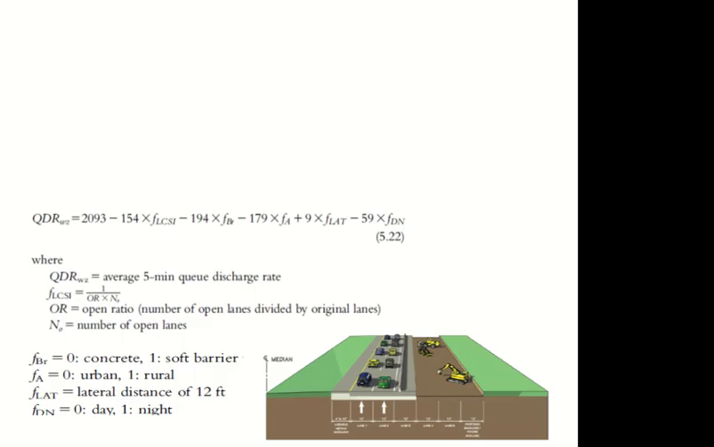The calculation is pretty much the same for CAF and SAF both. The first thing you are going to calculate is QDR, queue discharge rate, which is required for CAF as well as SAF. In the QDR equation, we have some factors. The first factor is called the factor for lane closure severity index, FLCSI.